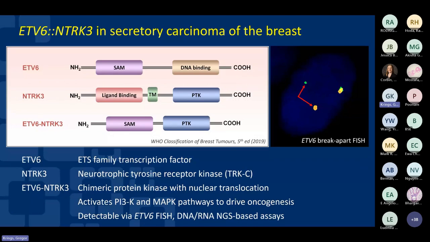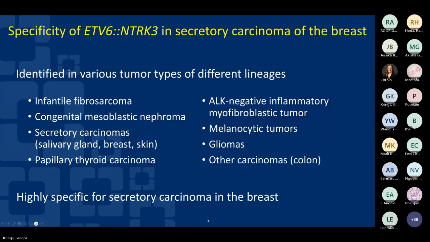These tumors are, again, underpinned by a fusion protein between the dimerization domain of a transcription factor called ETV6 and the tyrosine kinase domain of the neurotrophic tyrosine receptor kinase, NTRK3 or TRK-C. This creates the chimeric protein kinase that aberrantly localizes to the nucleus, where it can drive oncogenesis. And we can, of course, identify these fusions using an ETV6 break-apart probe FISH, as well as NGS-based assays.